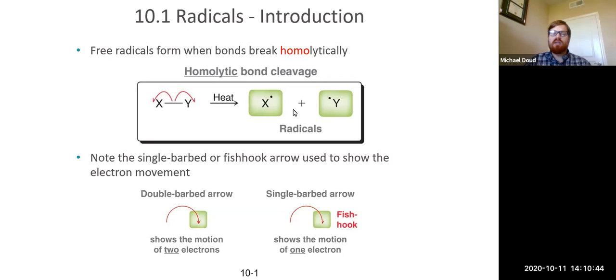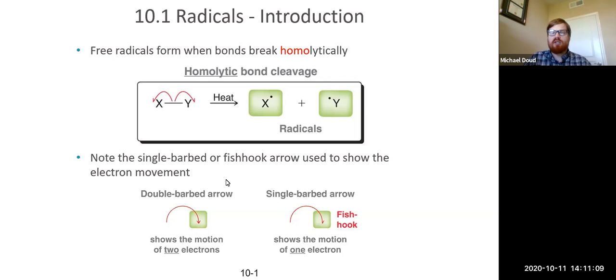That produces X and Y, but with a single electron that we're going to represent with a little dot. You can represent it however you like, but a lone pair is two dots, right? So you know that the dot is the single electron. We're just going to follow along the electrons in that way.